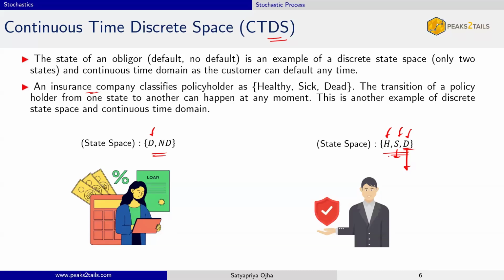Now the state space is obviously discrete. There are three possible states: healthy, sick, or dead. But the time domain is continuous. It's not like you fall sick only at the end of every quarter or something. You can migrate from healthy to sick to dead at any point in time. Continuous time, discrete space.